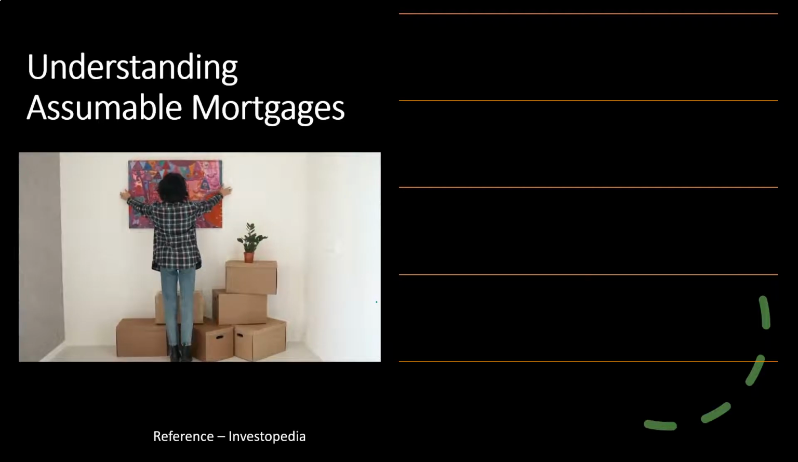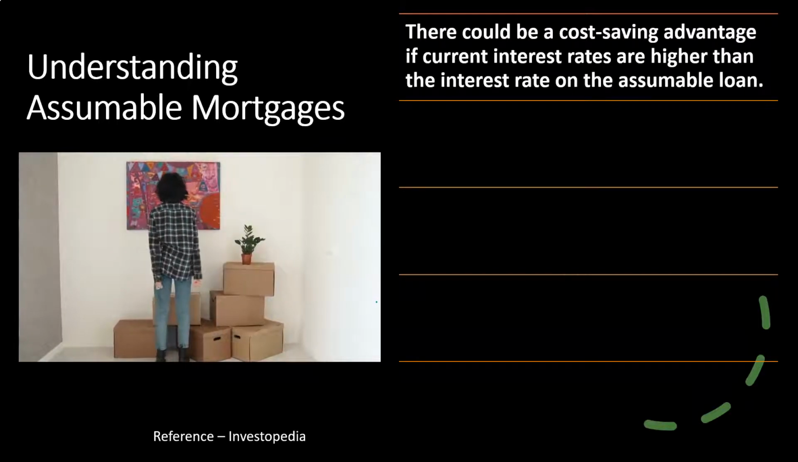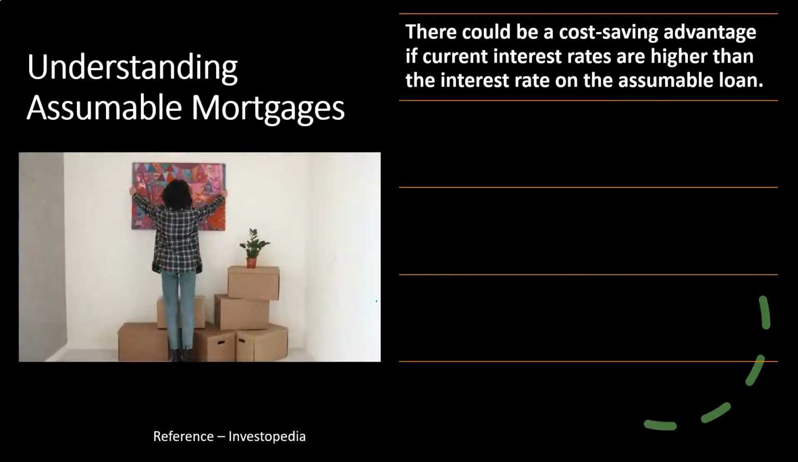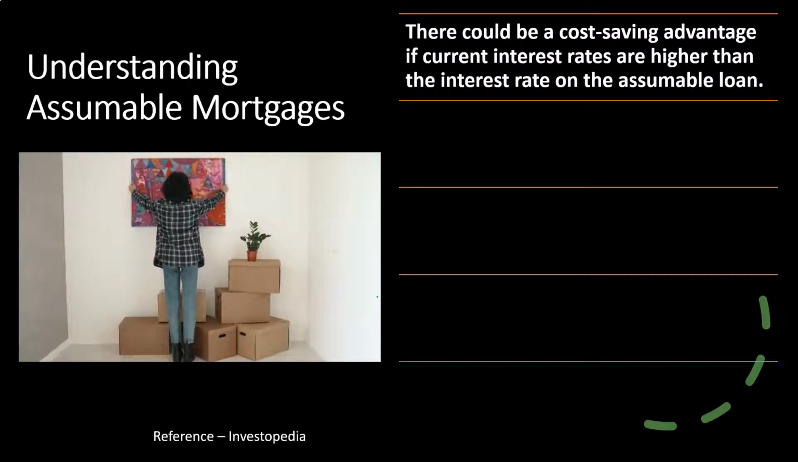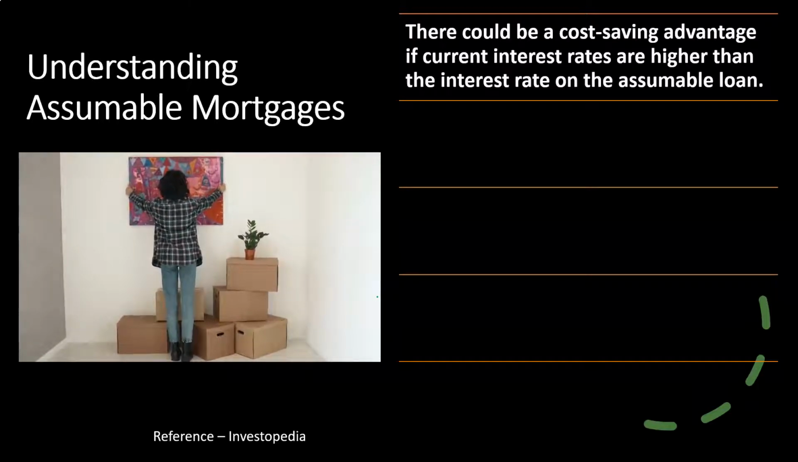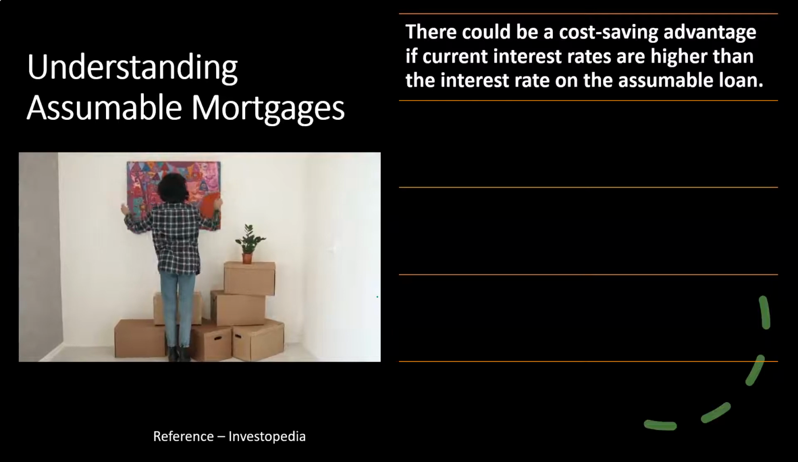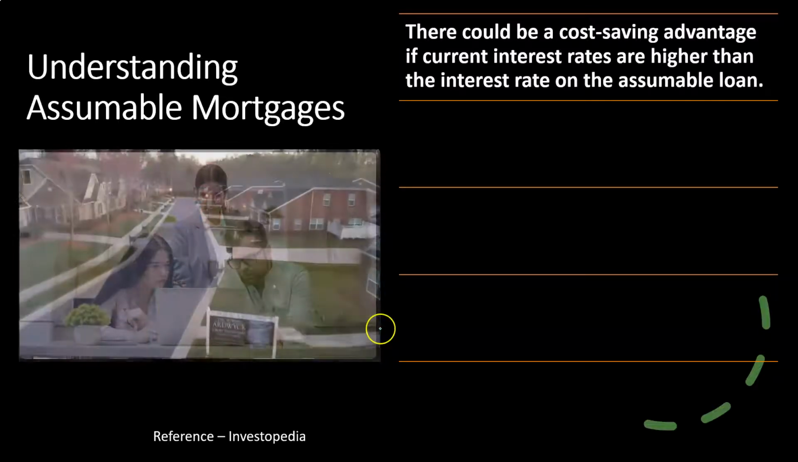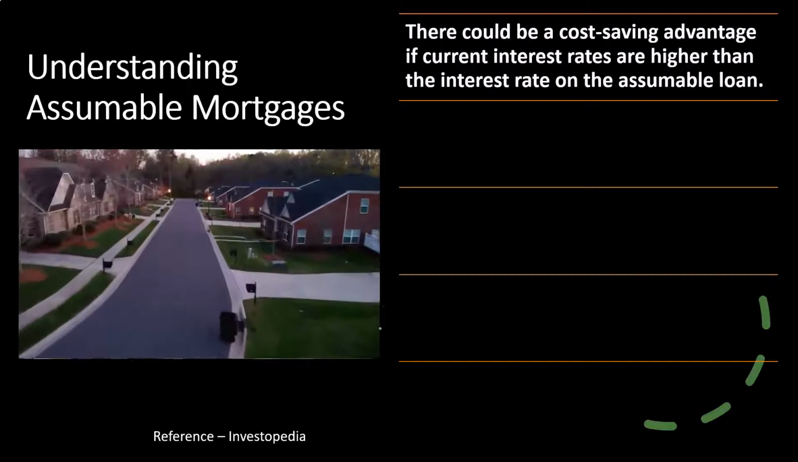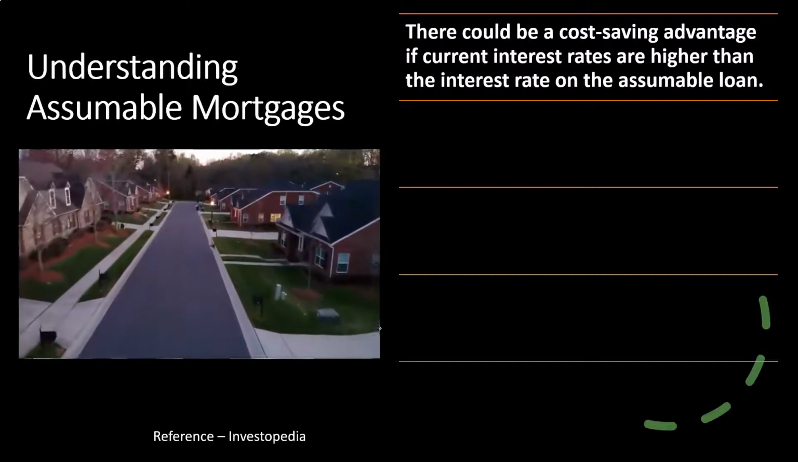So, understanding assumable mortgages continued, there could be a cost-saving advantage if current interest rates are higher than the interest rate on the assumable loan. Once again, this is a key point. There could be a cost-saving advantage if current interest rates are higher than the interest rate on the assumable loan.